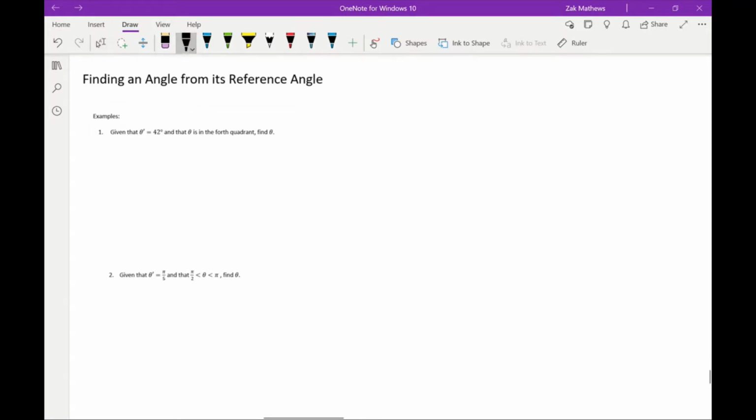The first thing I'm going to do is sketch out what I'm looking at. I think it doesn't matter which way you're going, it's helpful to view the sketch. So we have an angle of 42 degrees. Obviously that is going to have to be in the first quadrant, since reference angles have to be between 0 and 90 degrees. But what we're told is that it should be in the fourth quadrant. That means it should be down here.